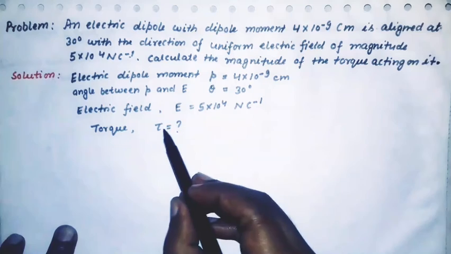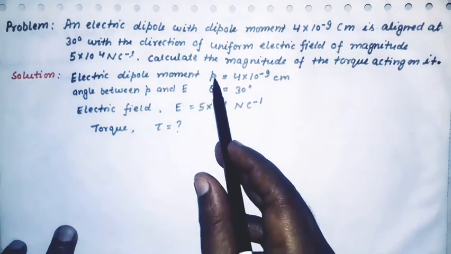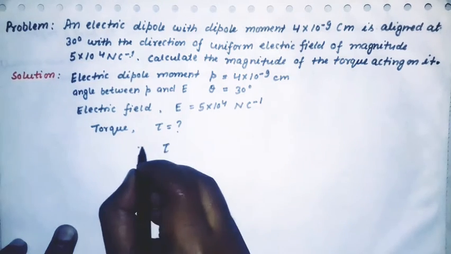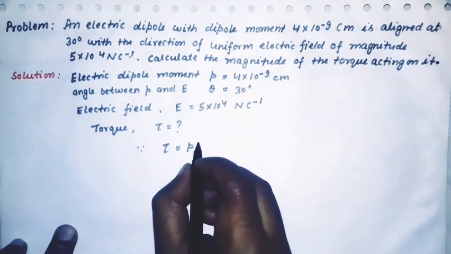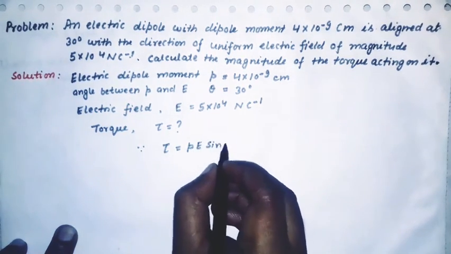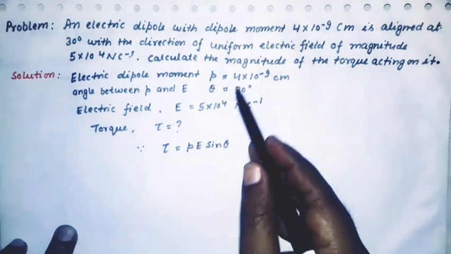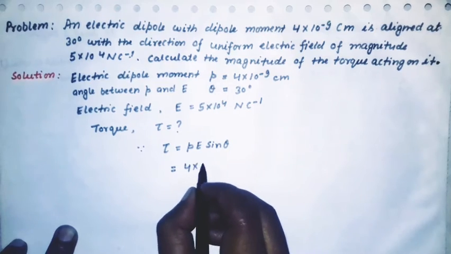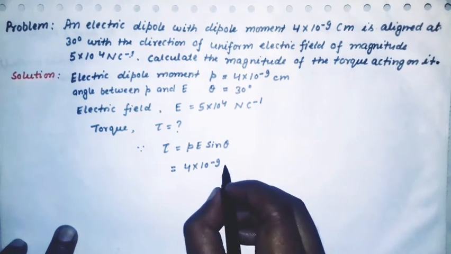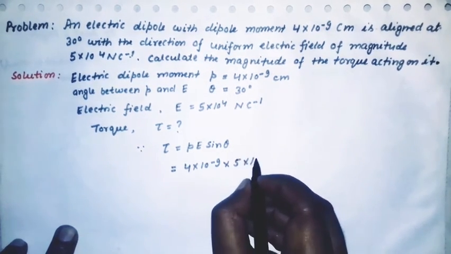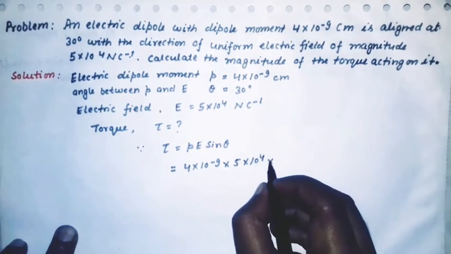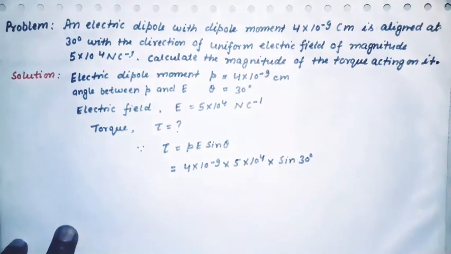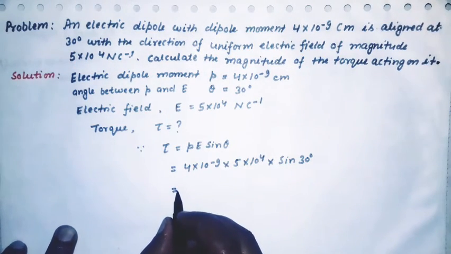So here is a relationship between P, E, theta and tau. And this relationship is tau equal to P E sin theta. Now simply put down these values and solve it for tau. So 4 into 10 to the power minus 9 multiplied by 5 into 10 to the power 4 multiplied by sine 30. Thus theta is 30 degree given. So put down the values.